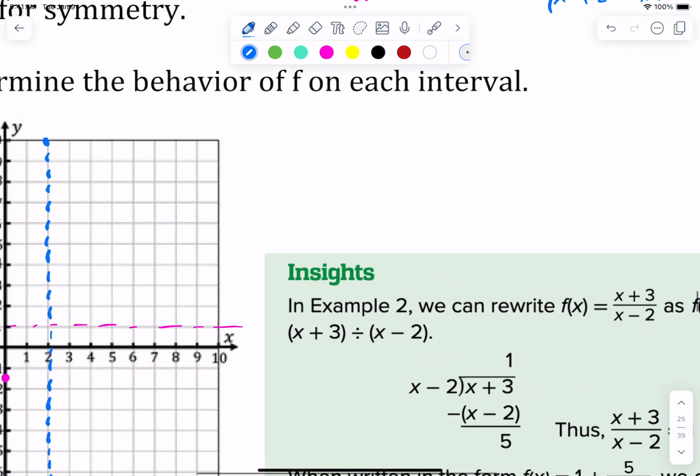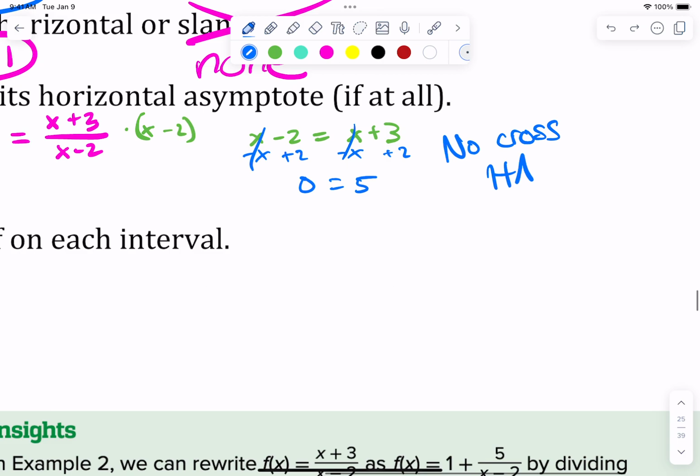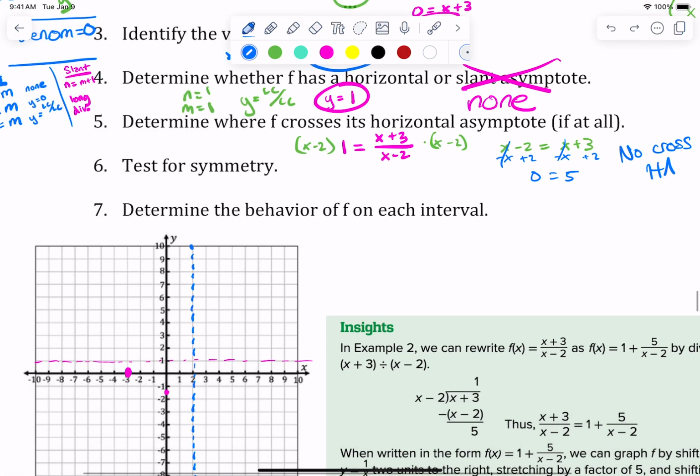Sometimes it will do one of these weird things where it goes up and comes down and crosses right here, but it's not doing that in this case. So we have to find the HA in order to determine if it crosses? Yes, because you set it equal to that. How does that make sense? How can it touch it?